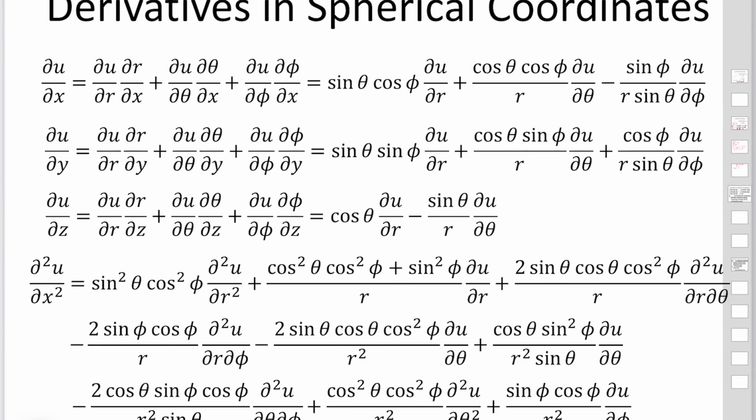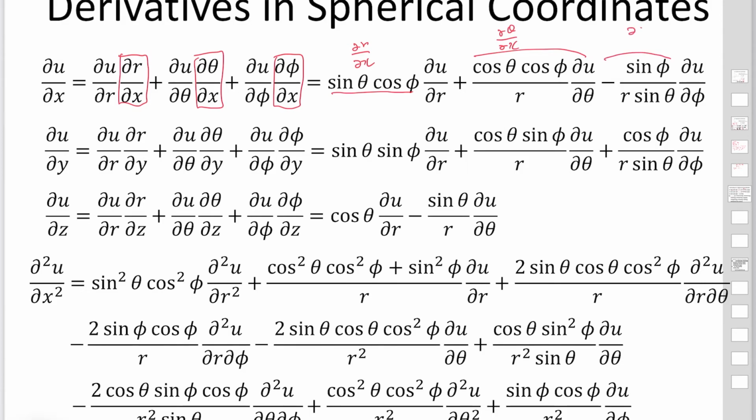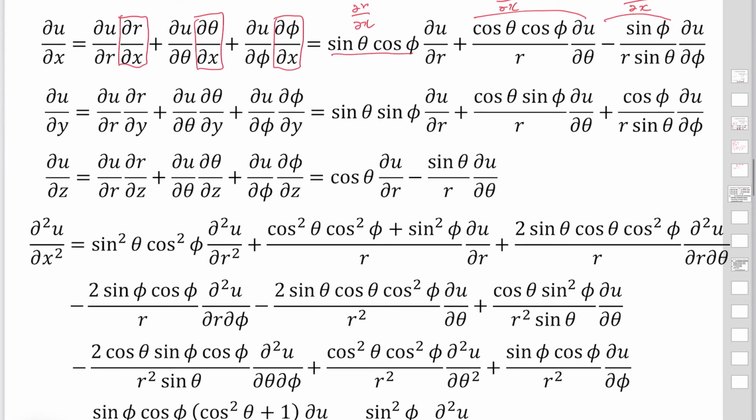For partial u partial x, we use the chain rule: partial u partial r partial r partial x, partial u partial theta partial theta partial x, partial u partial phi partial phi partial x. We have already calculated these. So this corresponds to partial r partial x, this corresponds to partial theta partial x, and the last one corresponds to partial phi partial x. Also, you can calculate in the same way for partial u partial y and partial u partial z. So we obtained the first derivative of u with respect to x, y, z.